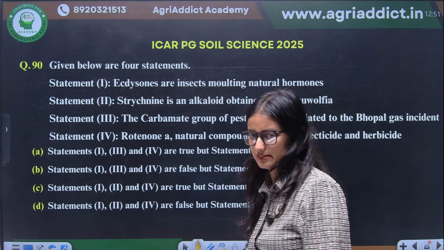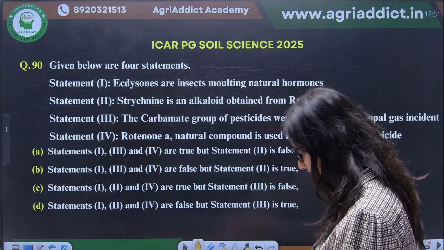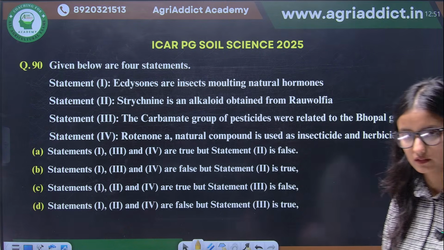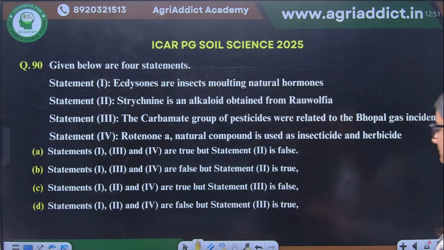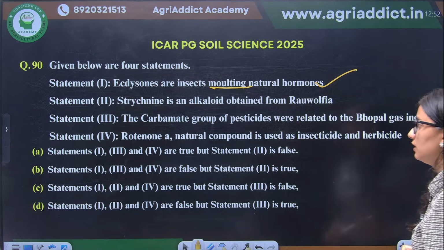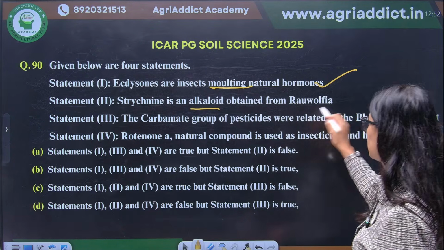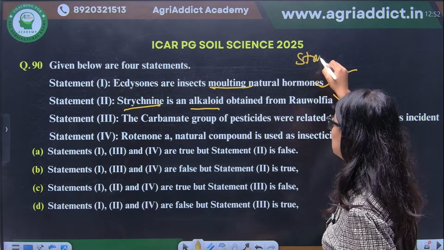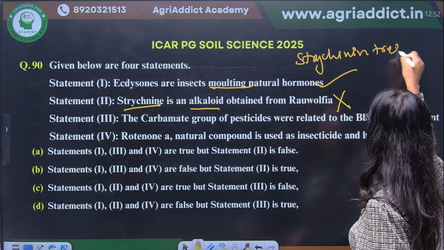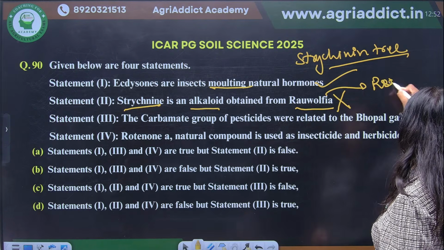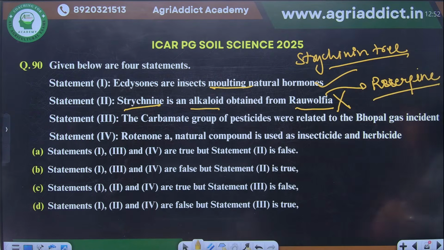Given below are 4 statements. Answer which one is correct. Quickly. Ecdysone is insect molting natural hormone. Yes, ecdysone is the molting hormone of insect. This is true. Next is strychnine is an alkaloid obtained from Rauwolfia. This is incorrect. This alkaloid is obtained from the strychnine tree. And Rauwolfia alkaloid is, what is it? Reserpine. Okay, so this is incorrect.